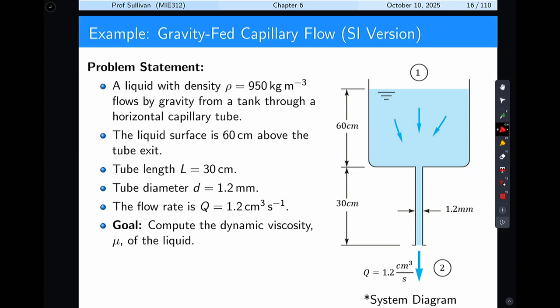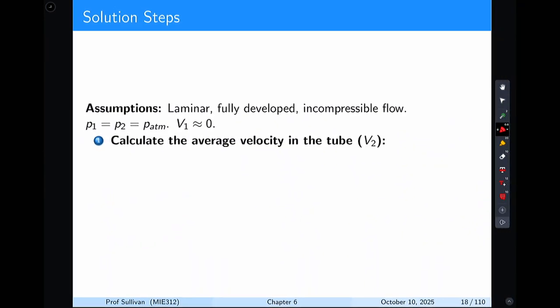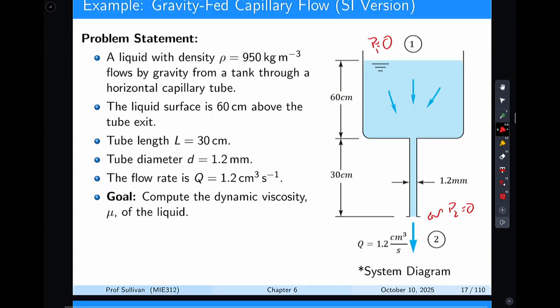And this is where you have to worry about your units, because you've got everything in all sorts of different things. You've got kilograms per cubic meter, you've got centimeters cubed, you've got centimeters and millimeters. And you're asked to compute the liquid viscosity of the fluid, or dynamic viscosity. All right, laminar fully developed. So P1 equals 0, P2 equals 0. So I know that that's coming out to atmosphere, and because it's coming out to atmosphere, it's zero pressure at both points, or zero gauge.